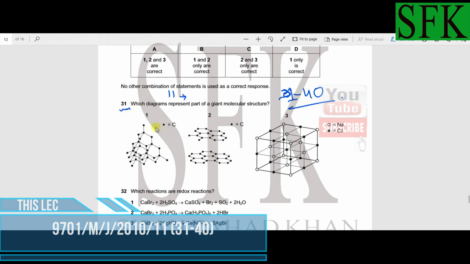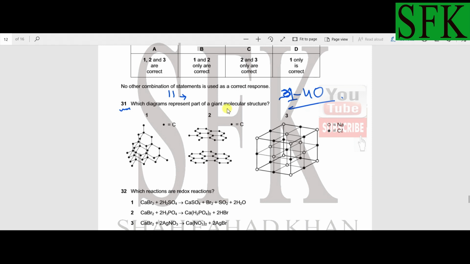All right, so MCQ number 31. Which diagram represents the part of a giant molecular structure? They are talking about a giant molecular structure. From our syllabus, we know that diamond and silicon dioxide have a tetrahedral structure like this. This is actually a structure of diamond because only carbon atoms are attached and a tetrahedral structure is present. And diamond does have a giant covalent structure, so 1 is correct.